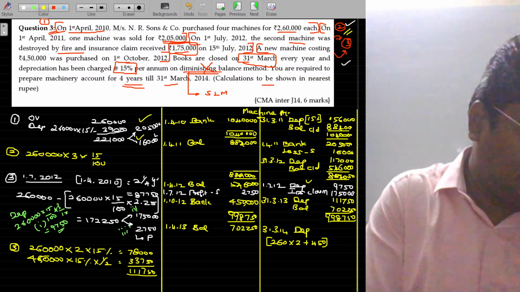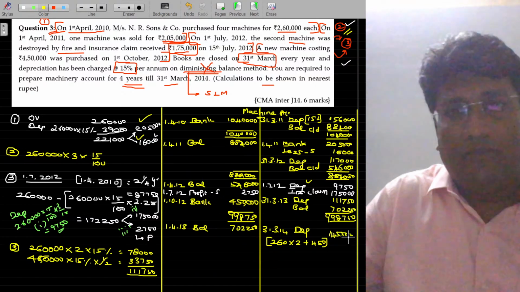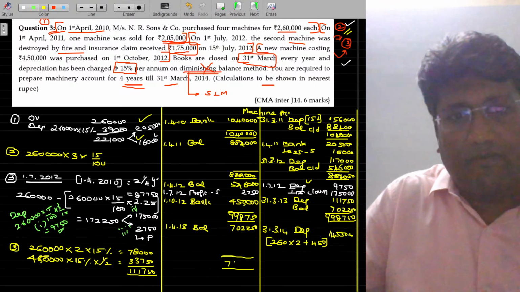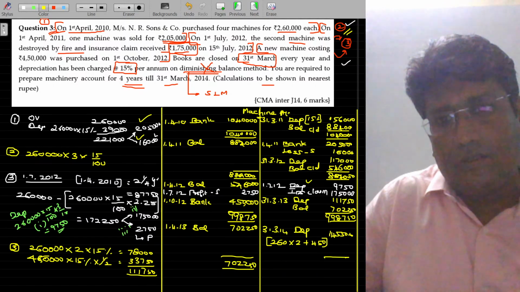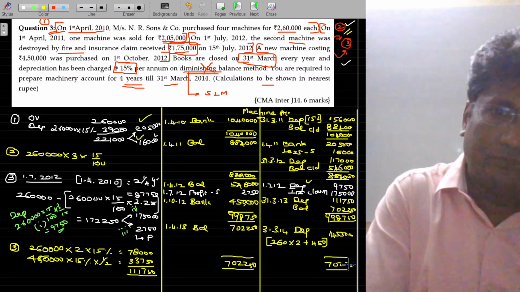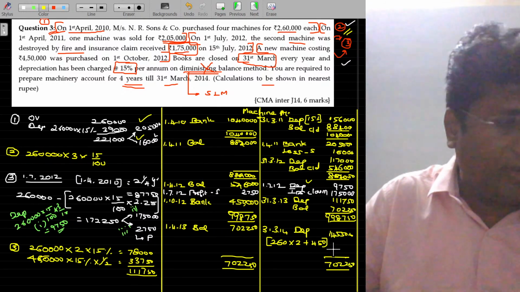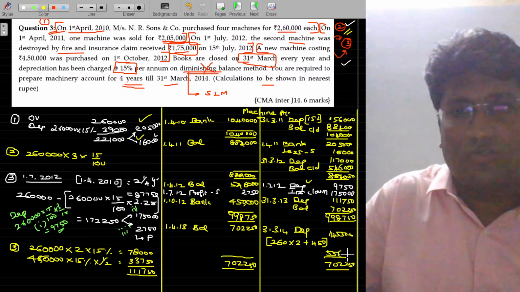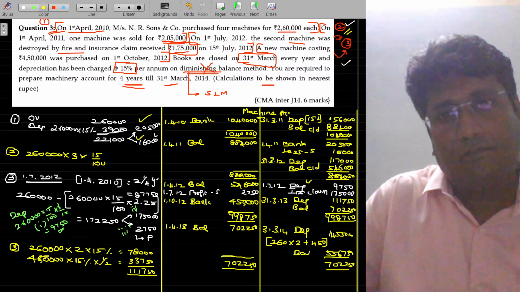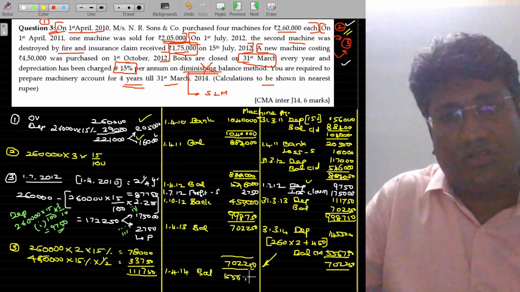Okay. So 1,45,500 will be the depreciation for this year. If I tally, then I will get the balance here. 7,02,250. Okay. The balance being 5,56,750. Am I right? Balance carried out. Cross verify the number. 1/4/2014. Opening balance being 5,56,750.